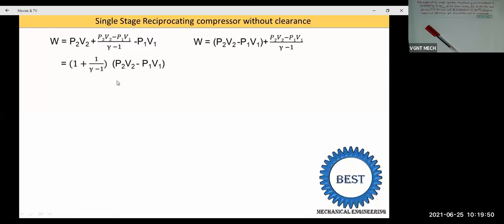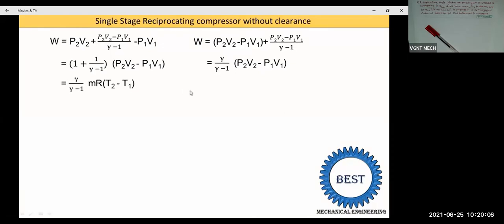Then here we take the LHS. So this equation is written like this. Here, gamma minus 1 plus 1 divided by gamma minus 1. So 1 is cancelled, and it is gamma upon gamma minus 1 in bracket P2V2 minus P1V1.